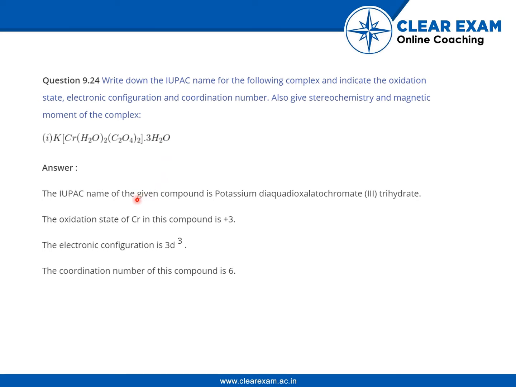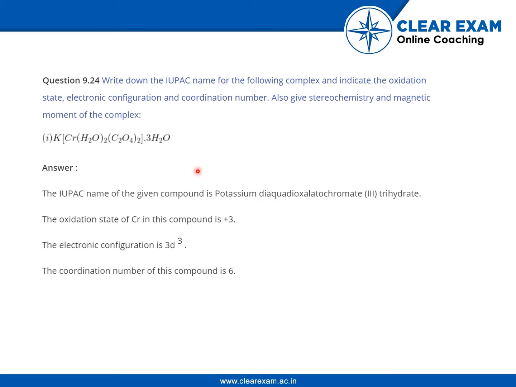So the IUPAC name of the following compound is potassium diaquadioxalatochromate trihydrate. Okay, so it is very simple. To name the coordination compound, first the positive entity, then the ligands. Basically, there are two ligands, aqua and oxalato. We will name them alphabetically.